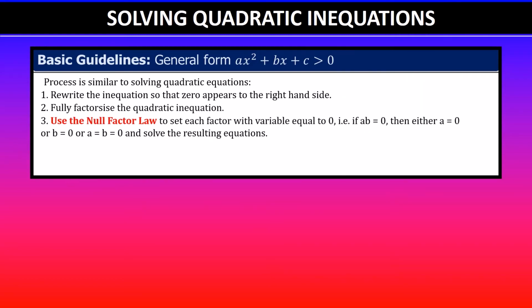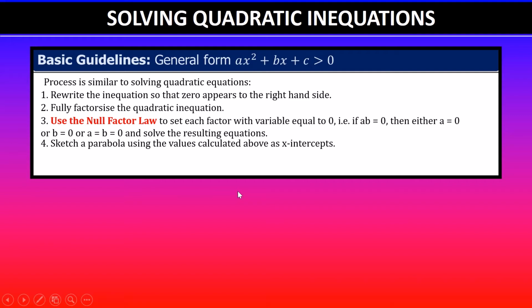And then the third step, you'll be using null factor law to set each factor equal to 0. When I was solving quadratic equations, I mentioned null factor law in that video. If you haven't already, please do check that one out. What that basically means is if a times b is equal to 0, then we know that either a is equal to 0 or b is equal to 0, or both a and b are 0. And so once I've got this information, I can solve the resulting equations, and then you will use these values to sketch a parabola.